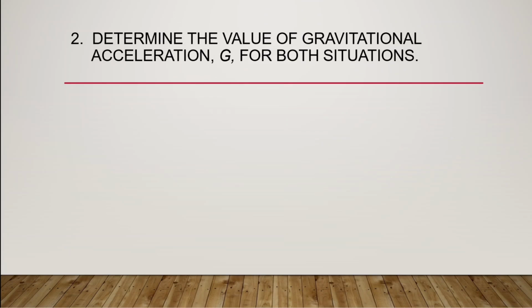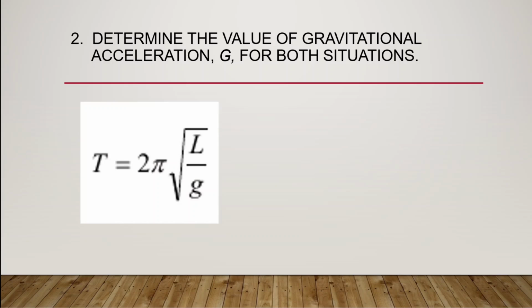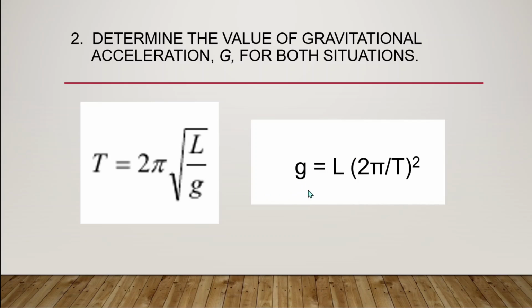Moving on, question 2. Determine the value of gravitational acceleration g for both situations, part A and part B. The formula given to calculate g is T equals 2 pi times square root of L over g, whereby T is the period, L is the length, and g is the gravitational acceleration. We rearrange the formula and get g, the gravitational acceleration, equals L, the length, times 4 pi squared over T, the period, squared.